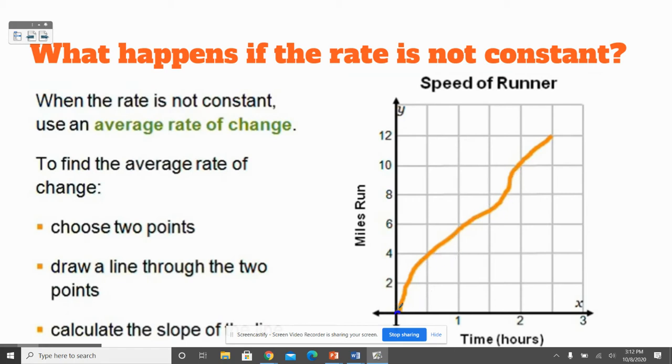If you look at the endpoints, you could say the average rate of change would be a rise of 12 and a run of 2.5. Well, 12 divided by 2.5 is 4.8 miles per hour. But that's not how fast they went all the time. From this point, the star, to here, we went 4 miles in 1/2 hour, which is 0.5. In that time span, this runner was going 8 miles per hour.